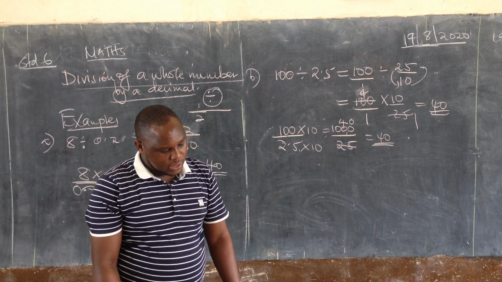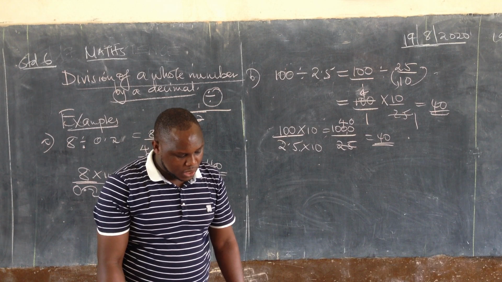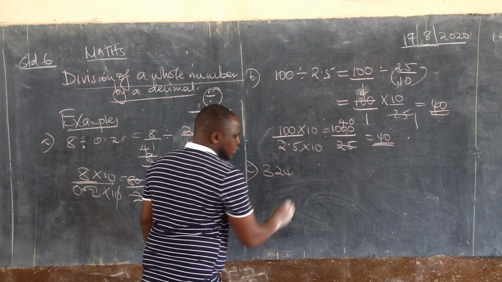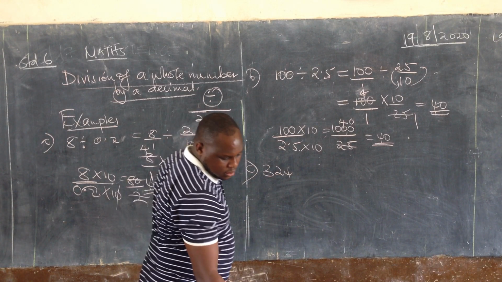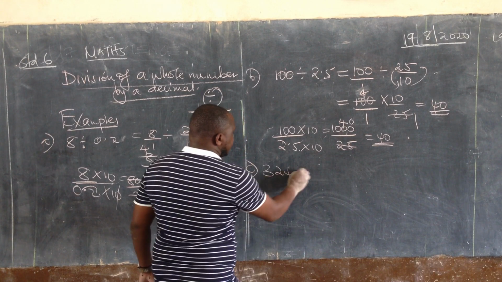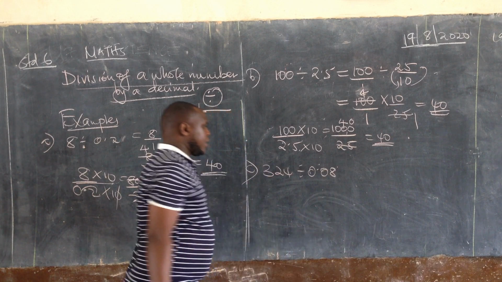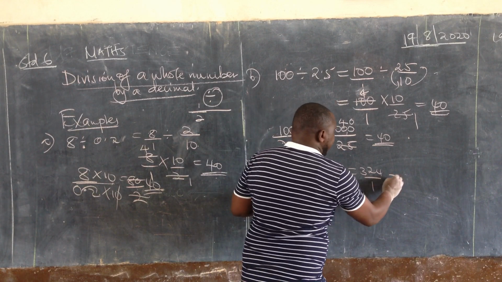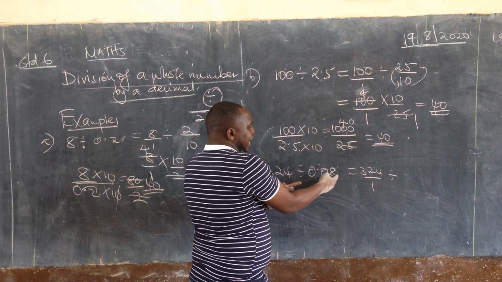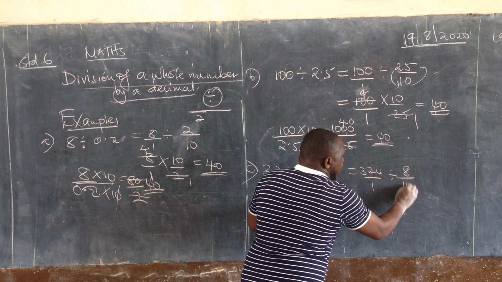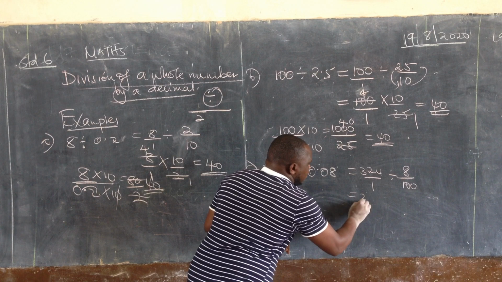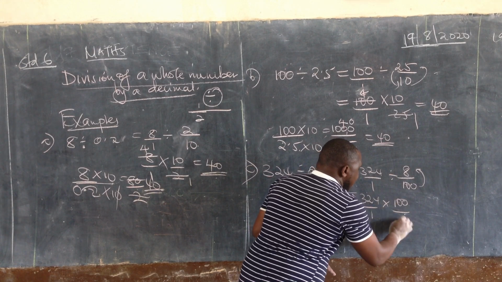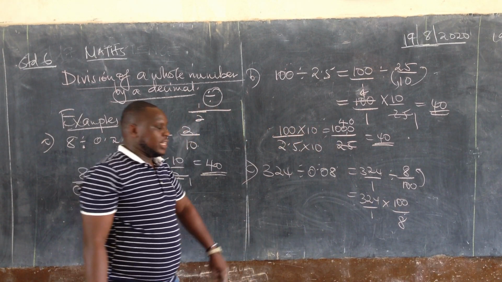Let me give you the final example before I take you to another different thing. 324 divided by 0.08. Method number one: this is 324 over 1, divided by, let's send this to a fraction, 8 over 100. And therefore, the next thing is 324 over 1. Let's change to the reciprocal of this, which is going to be 100 over 8. Can you see that, Lana?